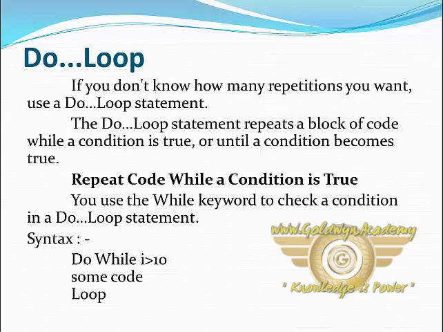Do Loop. If you don't know how many repetitions you want, use a Do Loop statement. The Do Loop statement repeats a block of code while a condition is true or until a condition becomes true. Repeat code while a condition is true. You use the While keyword to check a condition in a Do Loop statement. Syntax: Do While I > number, some code, then Loop.